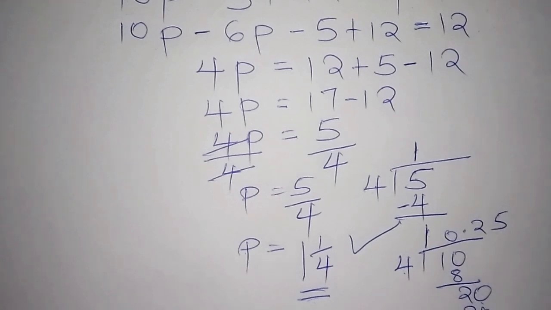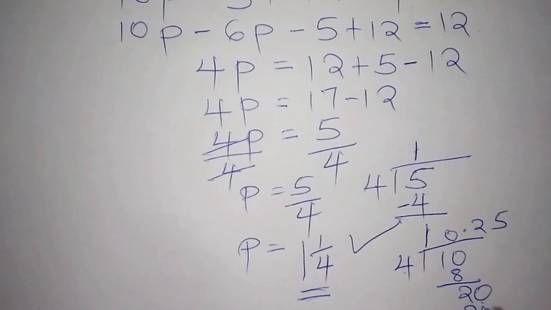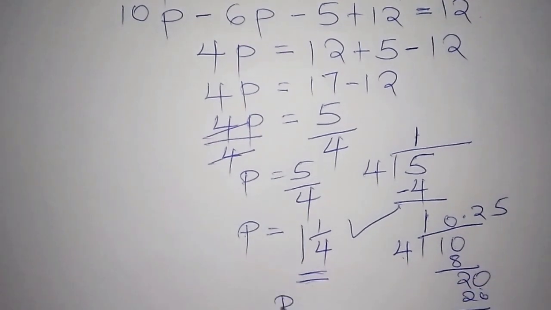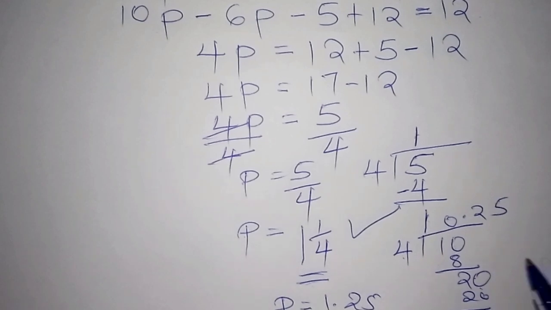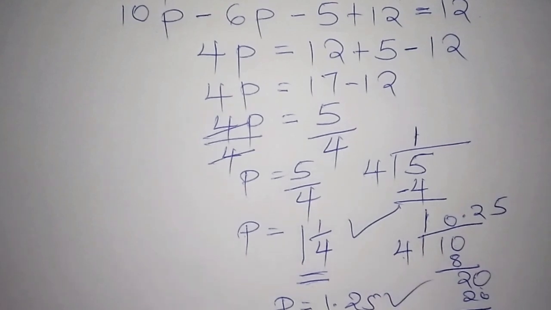So instead of having p is equals to 1 and 1 over 4, you can also say that p is equals to 1.25. So just add 0.25 to the 1 whole, so p is 1.25. So both of them are the same.